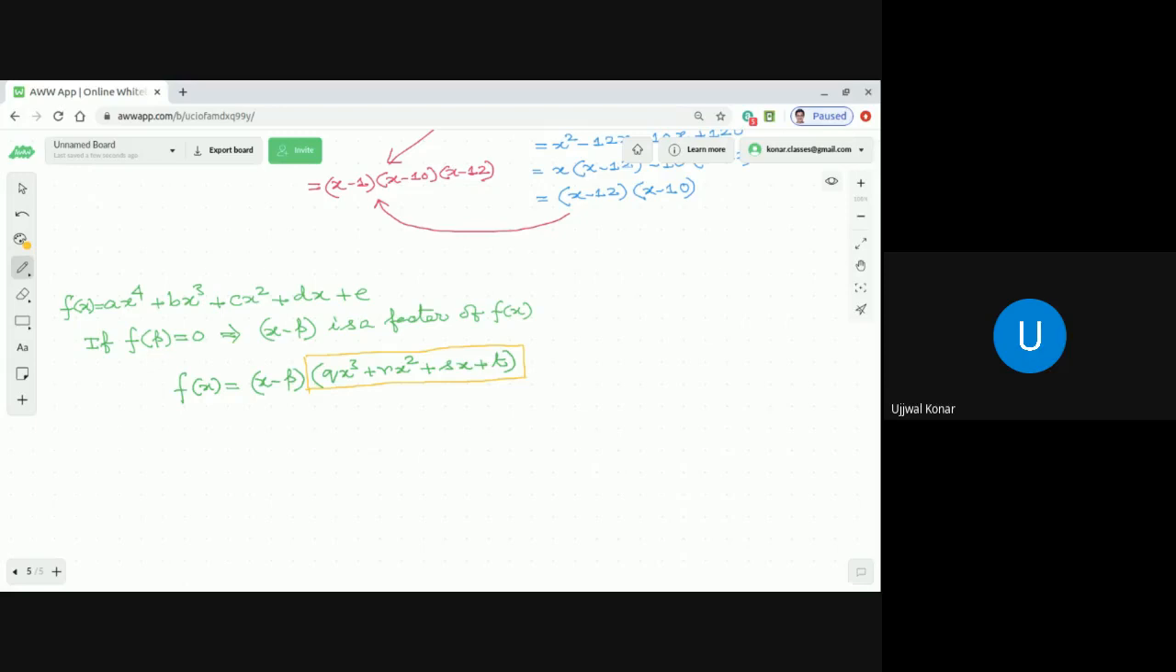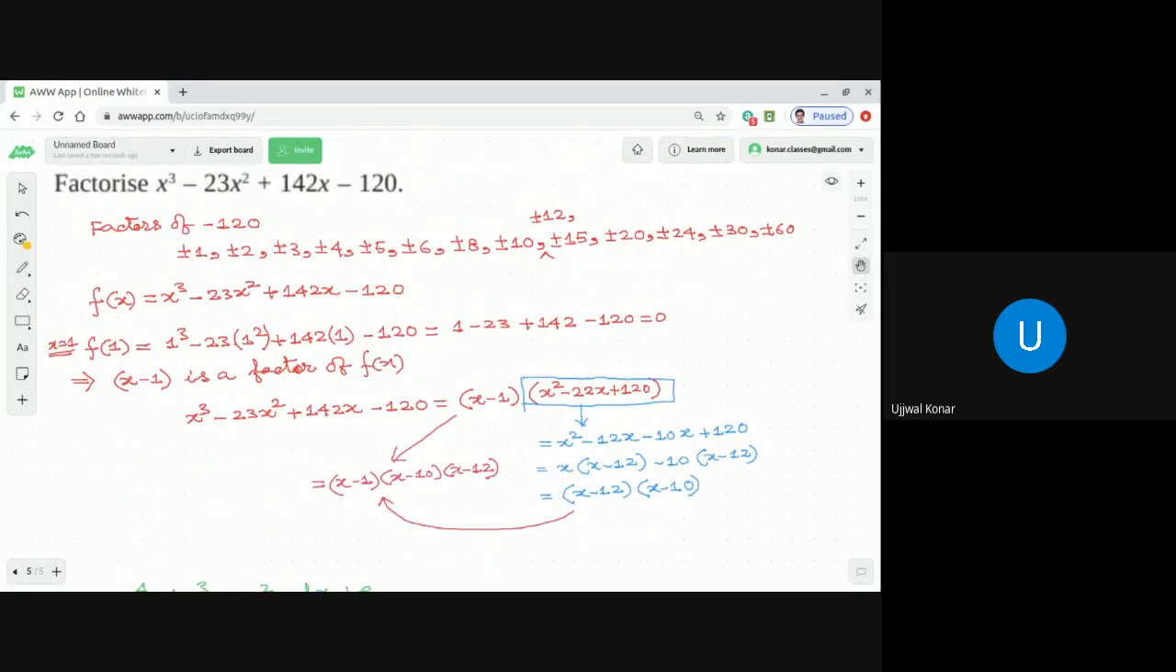The moment you get a linear factor, if you divide by that, what will you get? You will get a quadratic polynomial. Suppose we name this polynomial g(x). g(x) is equal to q x cube plus r x square plus s x plus t. For this cubic polynomial, how to factorize it is by means of the factor theorem. We just say one example here. You need to make the factorization of the constant term.